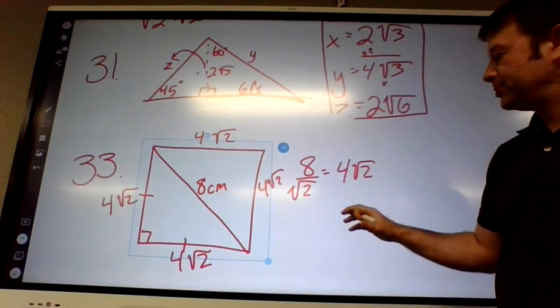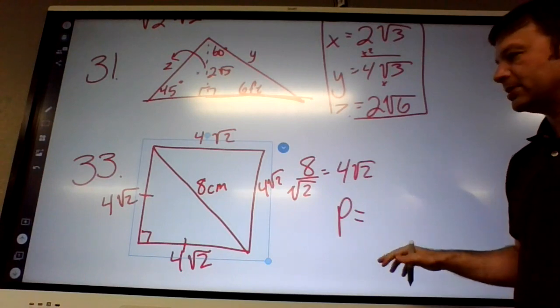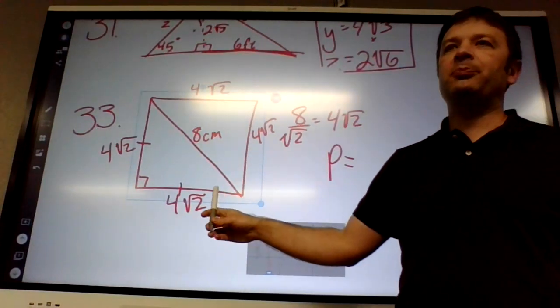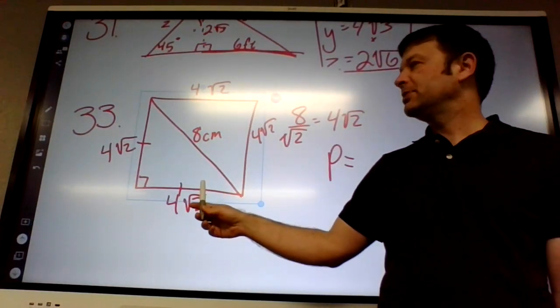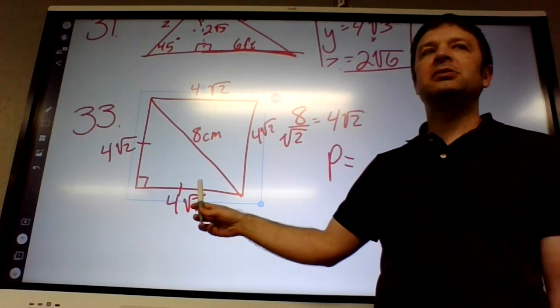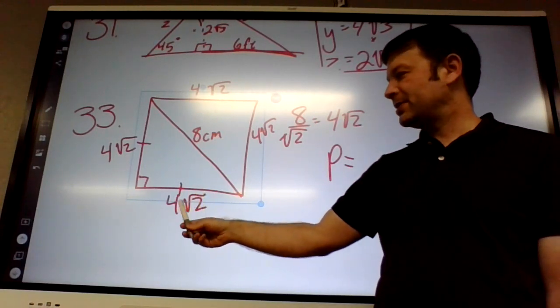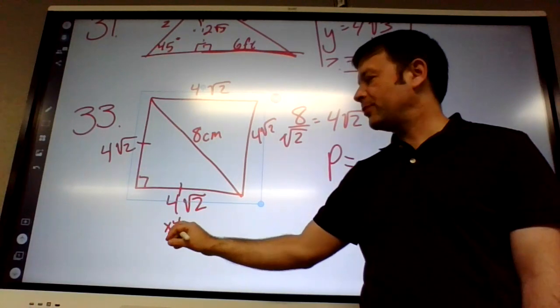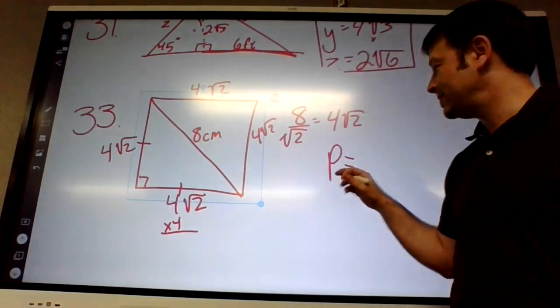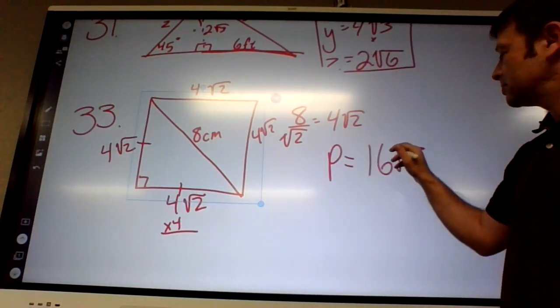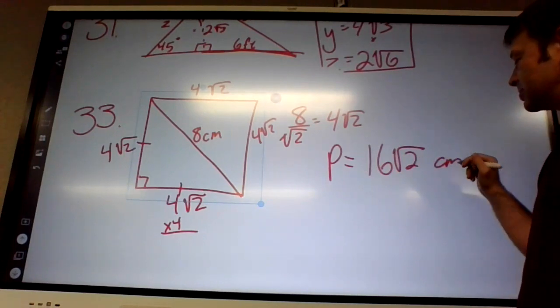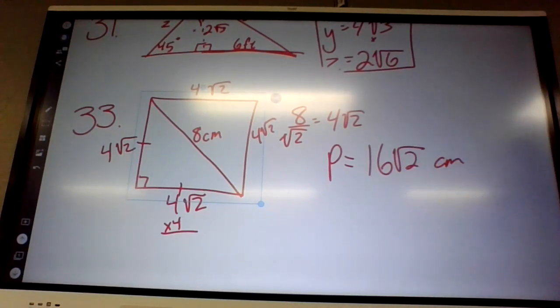Now, there's 2 questions. Perimeter. What would the perimeter be? 20 meters. No? Oh. Yes. This times 4, or 4 of these added together. 4 times 4, 16 square root of 2. Centimeters. Is it centimeters or centimeters squared? Centimeters. Perimeter is a length, like one-dimensional.